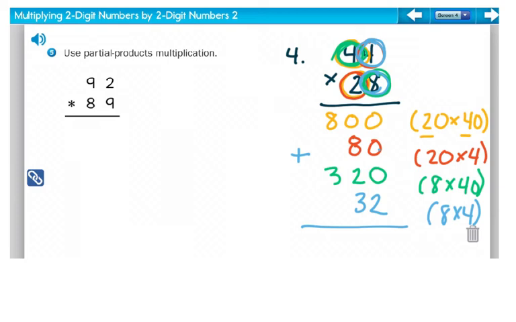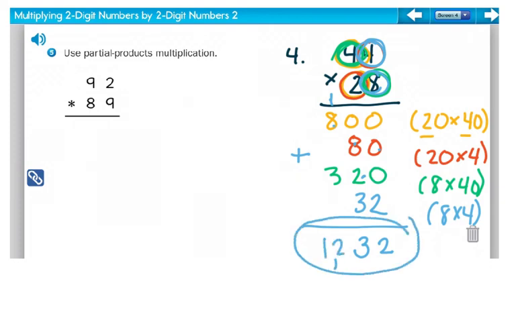0 plus 0 plus 0 plus 2 is 2. 8 plus 2 is 10. Plus 3 is 13. Put down your 3 and carry your 1. 1 plus 8 is 9, and 9 plus 3 is 12. The product of 44 times 28 is 1,232.